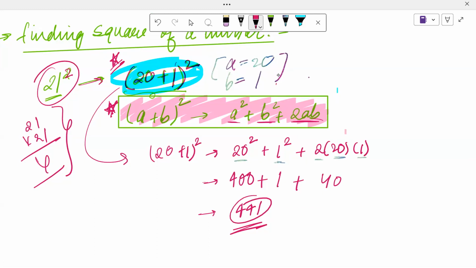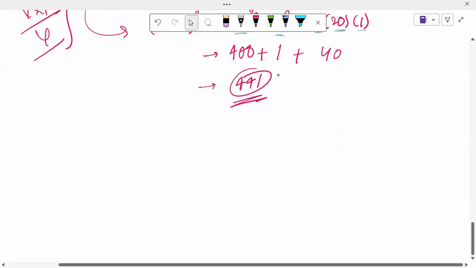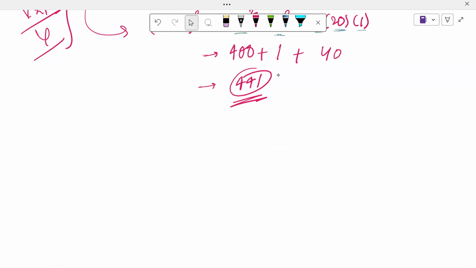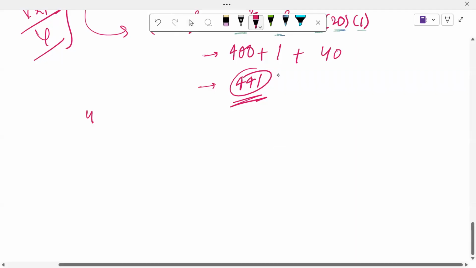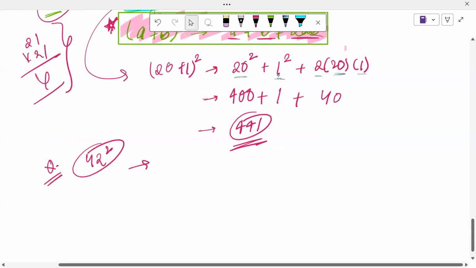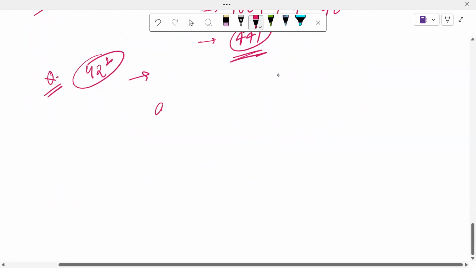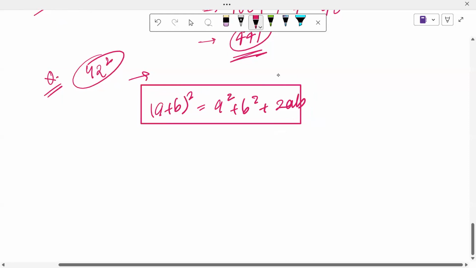Okay? Did you get your answer? Yes, ma'am. Okay, good. Now, I'll give you one question. Both of you, please be attentive and you'll have to solve it. Do 42 square with this method. Please find 42 square using this method. I'll write down this formula for now because you both don't know. Okay, this is the formula. I've written it down. Please use it.